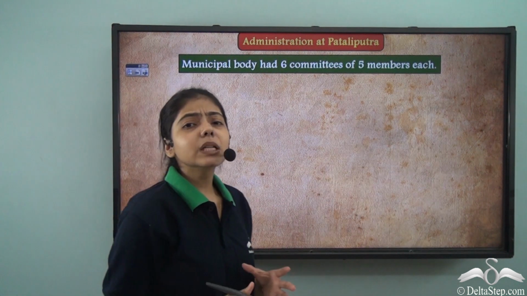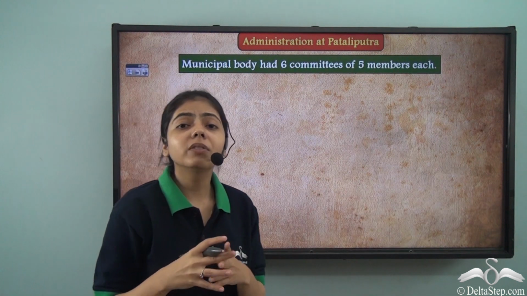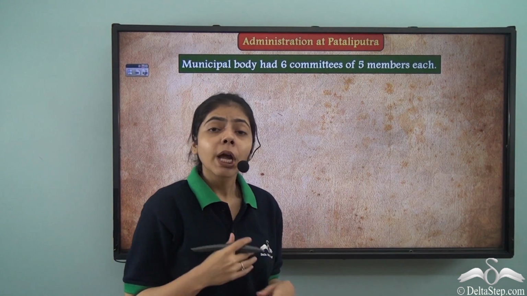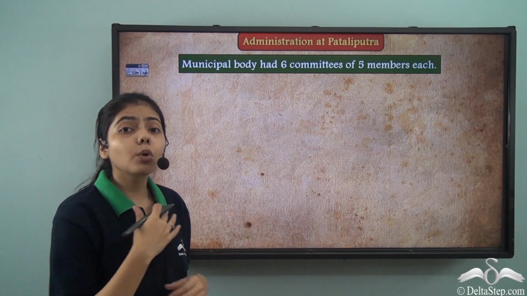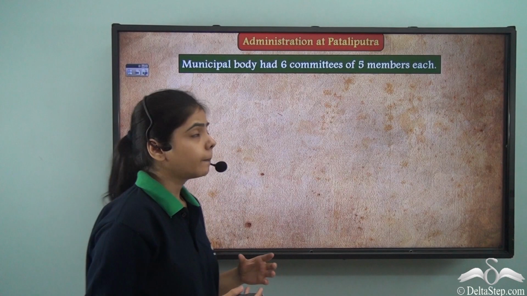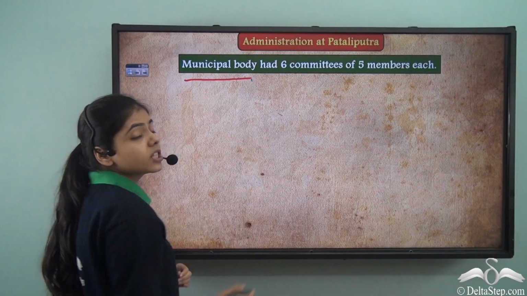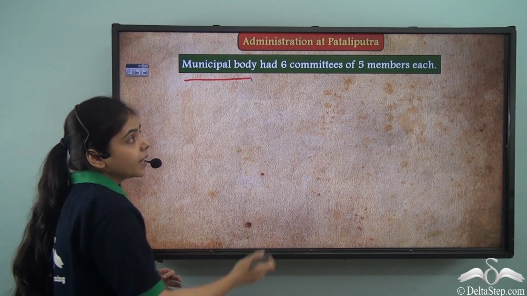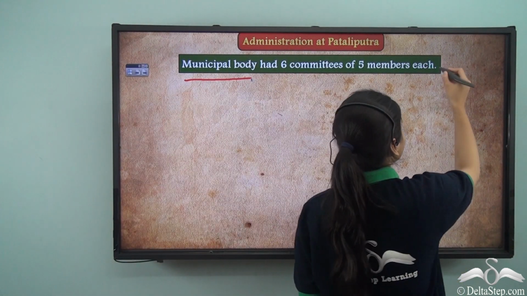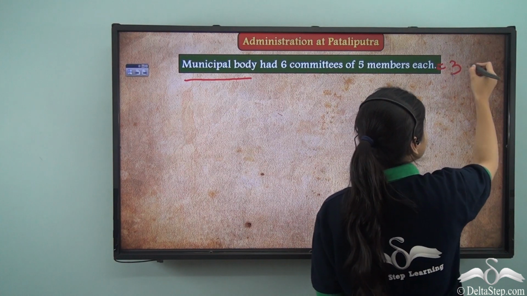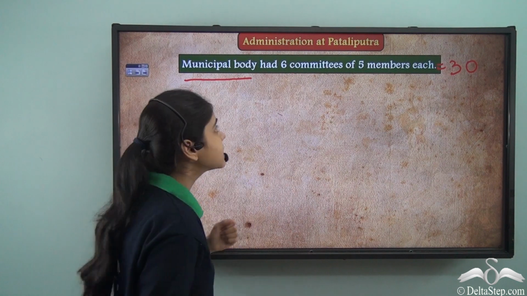Now Megasthenes was very spellbound looking at the spectacular beauty of the capital city Patliputra. He was also very enthralled to see how a city was so sophisticatedly governed. Here you see Patliputra had a municipal body which had 6 committees made of 5 members each. So in total, how many members do we have? We have 30 members in total, divided into 6 committees having 5 members each.